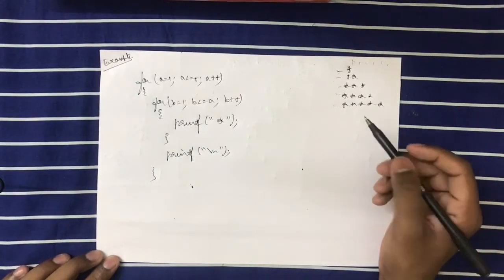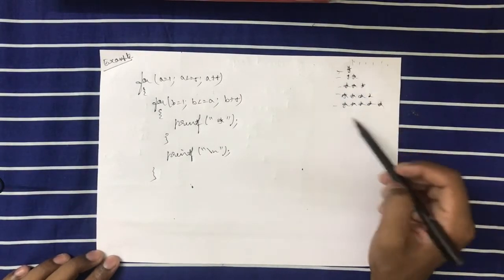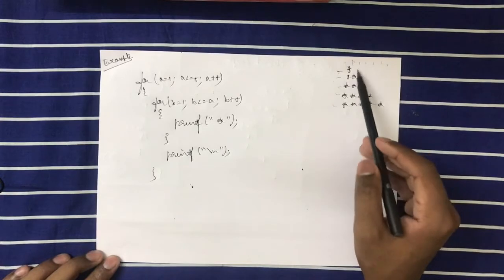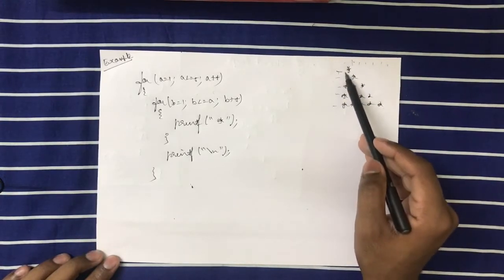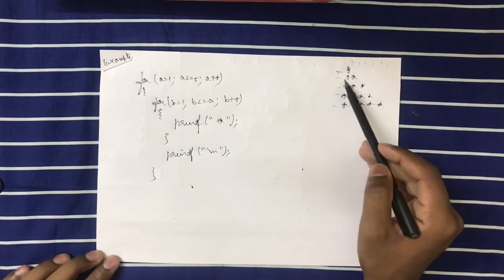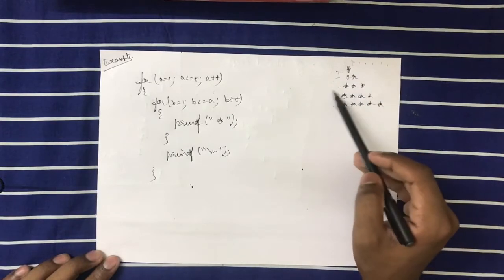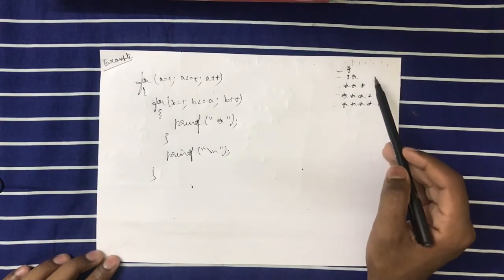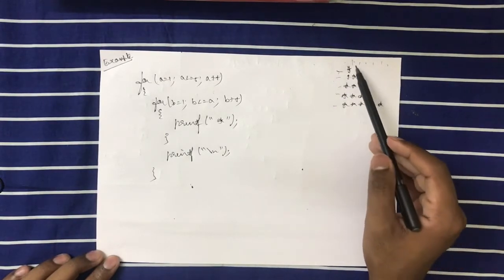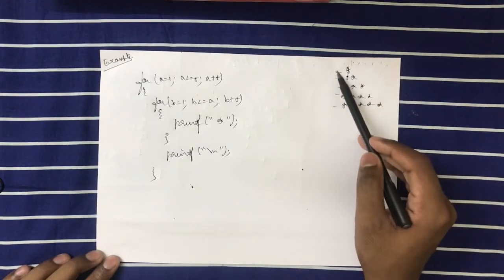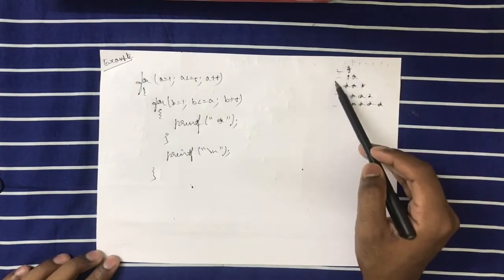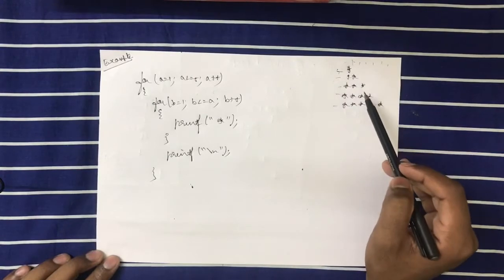So if I only see this diagram, what do I see? In the first row only one column is there, in the second row only two columns are there, in the third row only three columns are there, and so on and so forth. That means the column is dependent upon the rows. As my rows increase, the columns also increase.